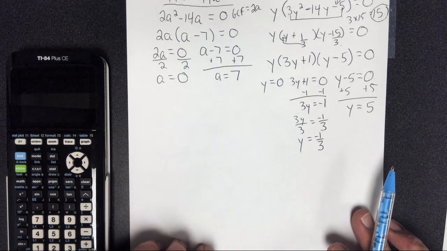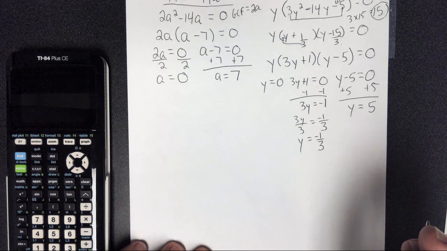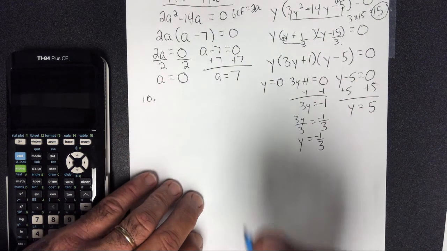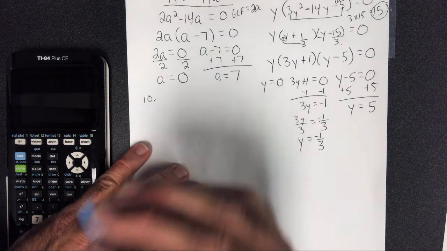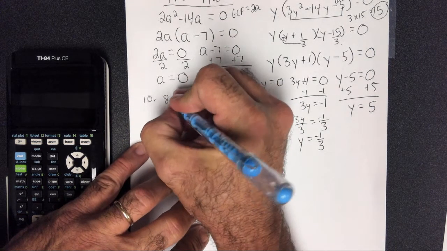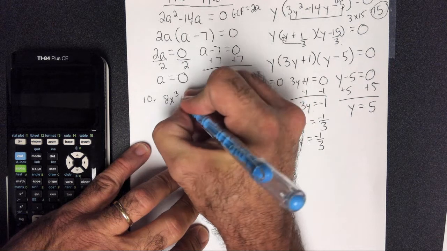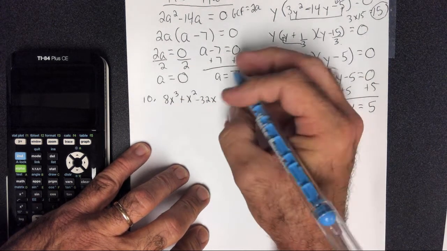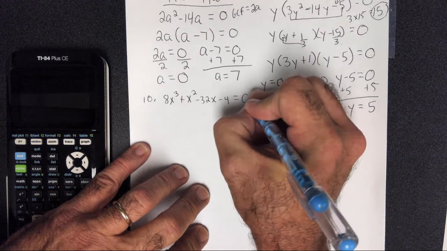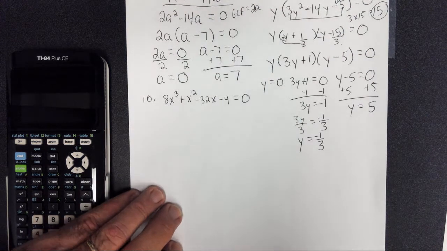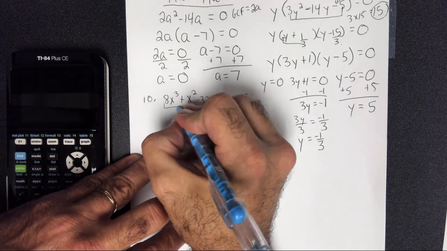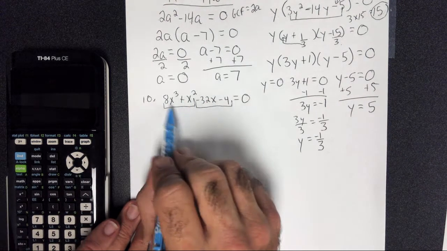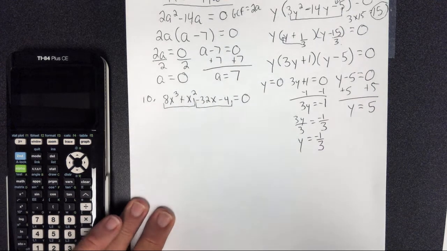Okay? Alright, let's see. Number 10. This is a factor by grouping problem because it's got 4 terms. So I got a 8x to the third plus an x squared minus 32x minus 4 all equals 0. And they say the hint, factor by grouping. What that means is you group these two together and these two together. Out of each group, you want to factor out their greatest common factor.